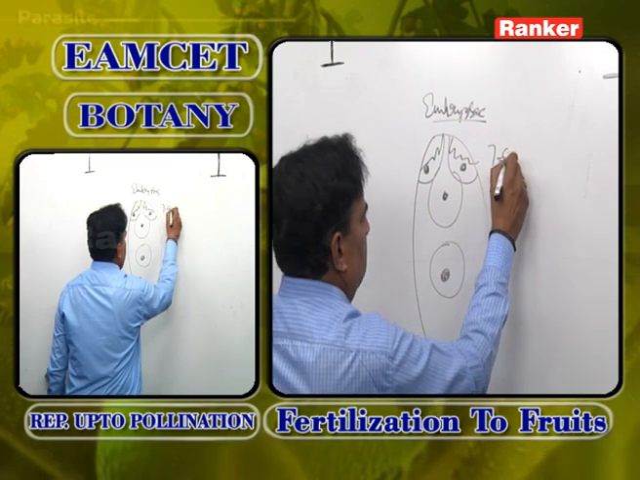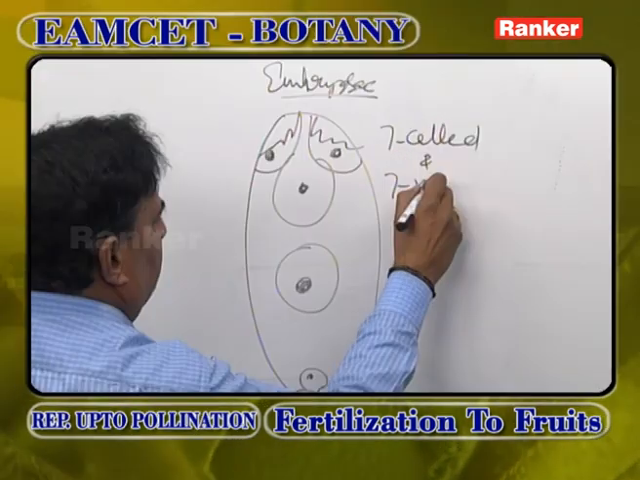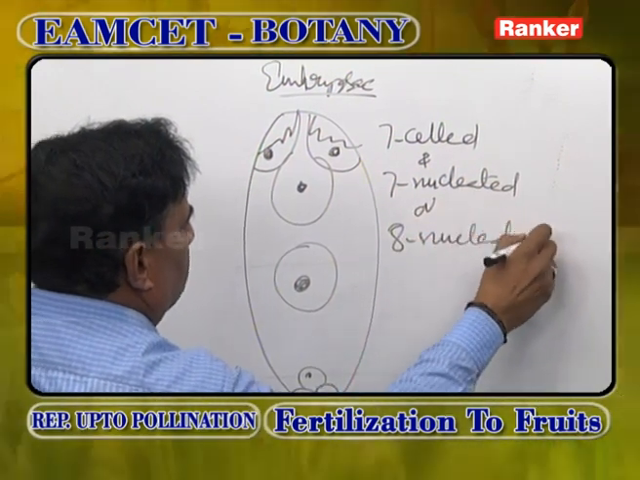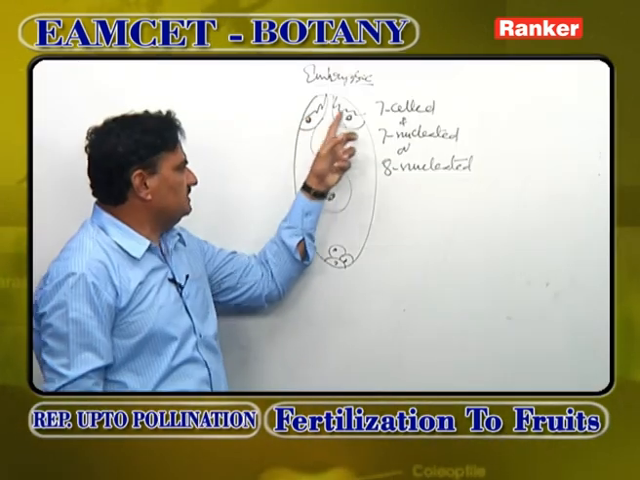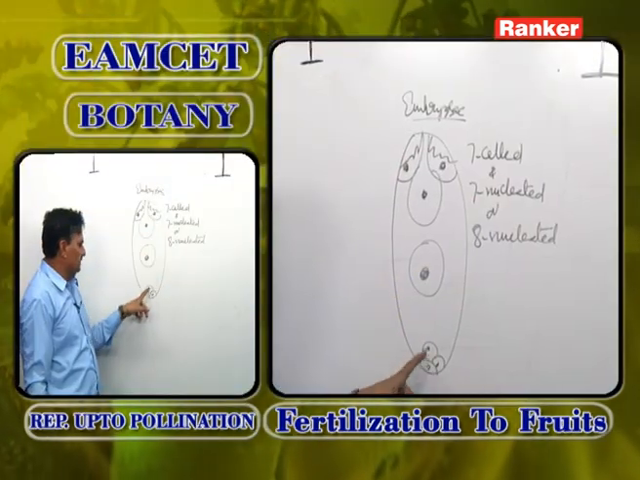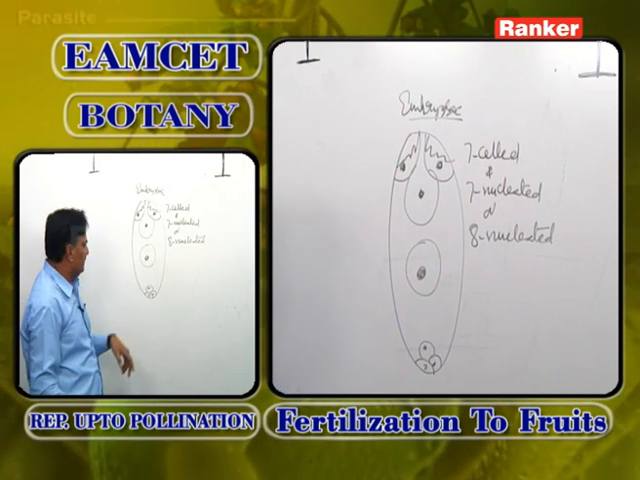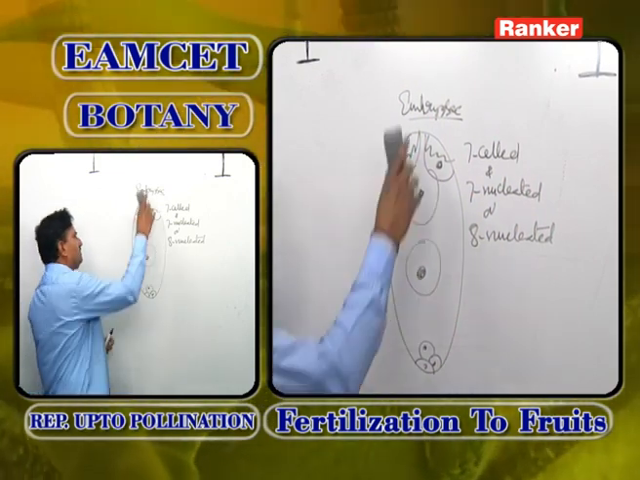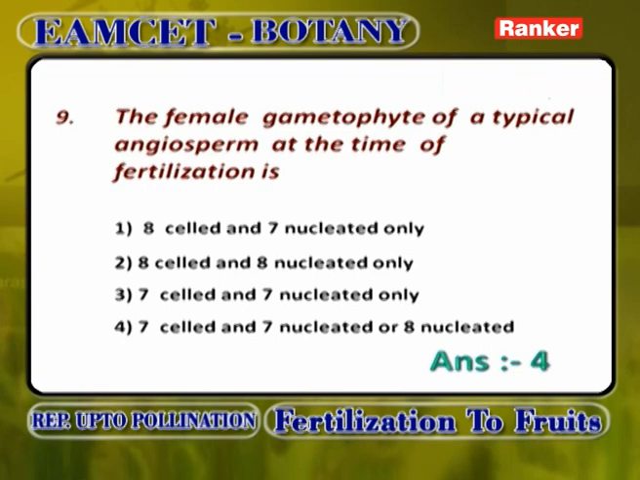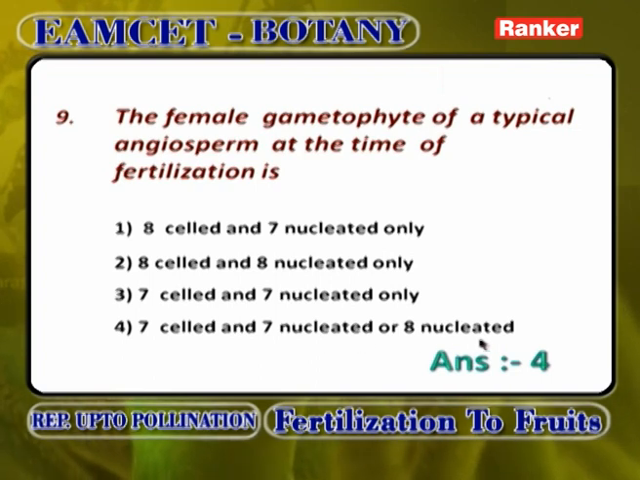So, it is 7-celled and 7-nucleated or 8-nucleated. 7-celled: 1, 2, 3, 4, 5, 6, 7. Why 7-nucleated? 1, 2, 3, 4, 5, 6, 7. But the central cell nucleus is diploid, because it is formed by the fusion of polar nuclei. So, because it is diploid, it can be regarded as 2 nuclei or 1 nucleus. So, the answer is 7-celled and 7-nucleated or 8-nucleated while it is ready to be involved in fertilization.